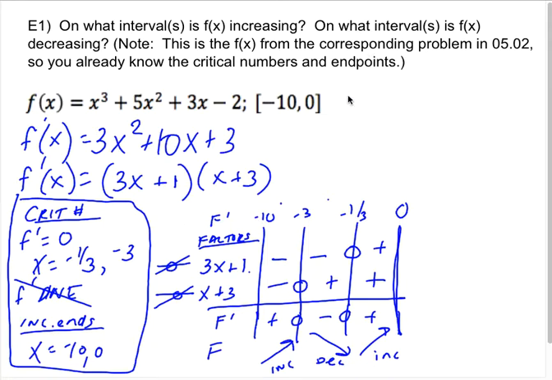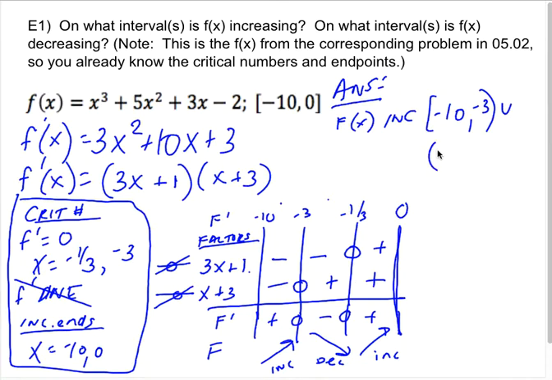So from this, my answer is going to be that f of x is increasing on this window, right? So it's increasing starting at negative 10, which is an included endpoint, to negative 3, open parenthesis because it's not increasing at negative 3. And then it's increasing again from negative 1/3, again open, to 0, which would have a bracket, right? Because that's an included endpoint. And that f of x is decreasing on the window in the middle from negative 3 to negative 1/3.